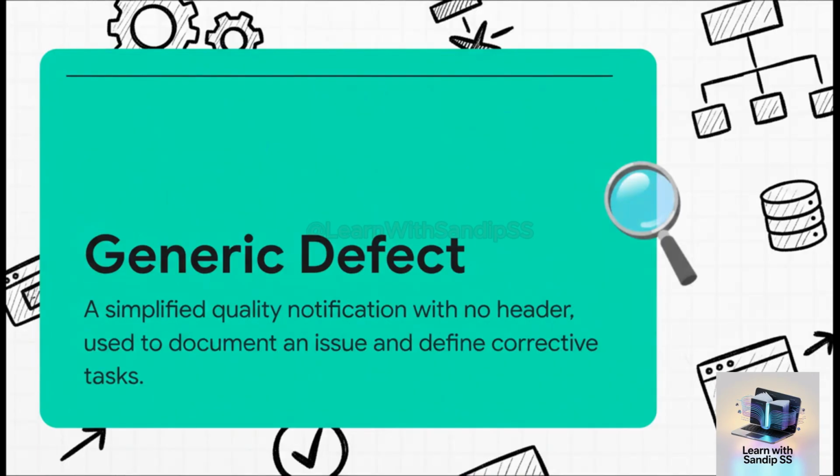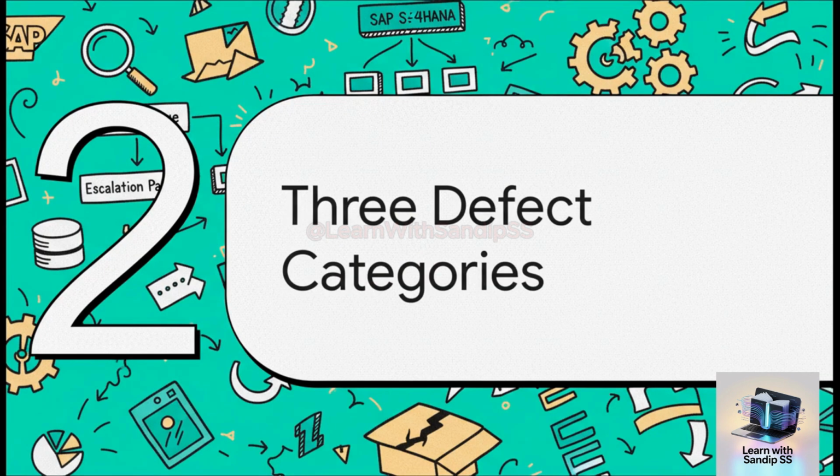So here's the bottom line. The generic defect is all about speed. You can literally think of it as a quality notification with no header. It strips away all the administrative stuff and gets right to the point. It focuses on just two things: what's the problem and what's the task to fix it. That's it. Simple.